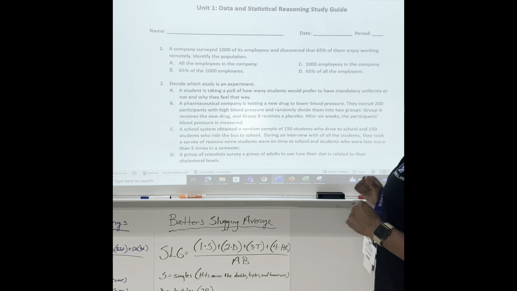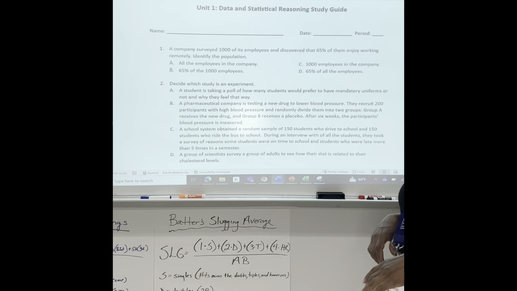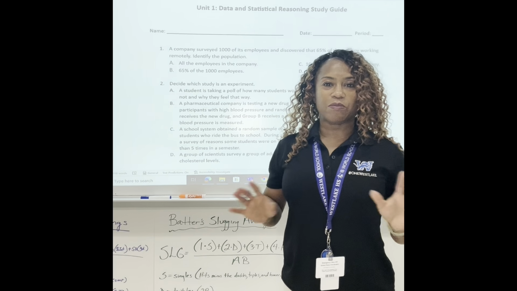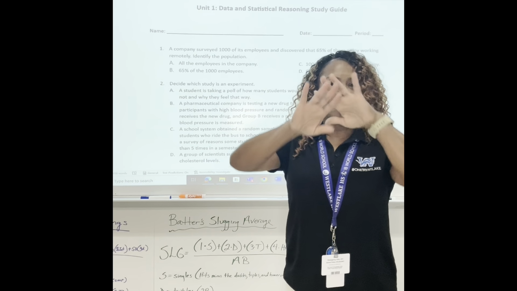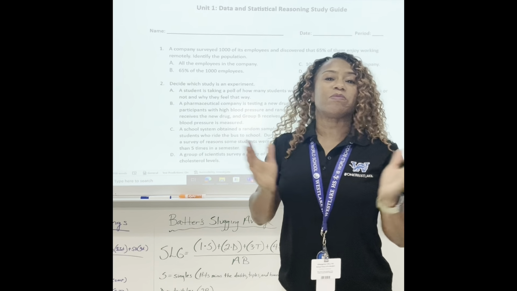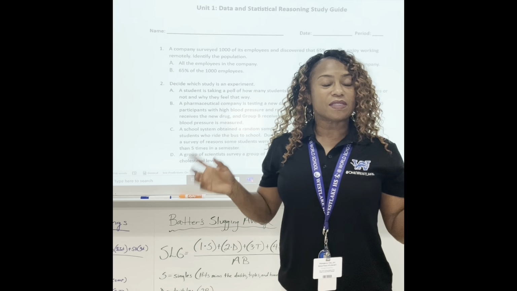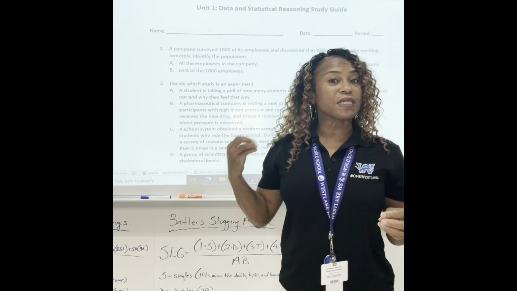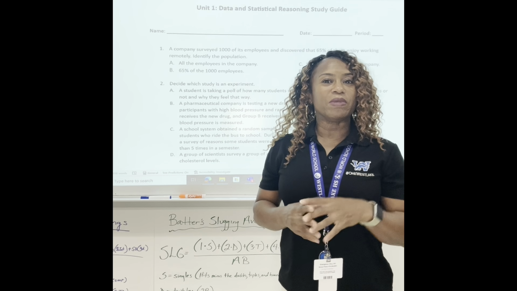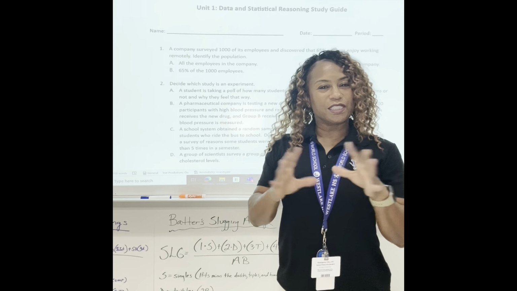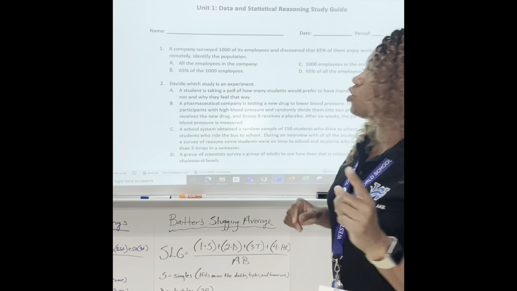Here we've got a company that surveyed 1,000 of its employees and discovered that 65% enjoy working remotely. Identify the population. Now we've talked about population as opposed to sample size. We found out that population would be the entire set, for example, the entire United States, the entire school of Westlake. Well, a sample may be the freshman class of Westlake High School, or it may be the female population of the United States. So we're looking at just the differences between those. Let's look at the answer choices.